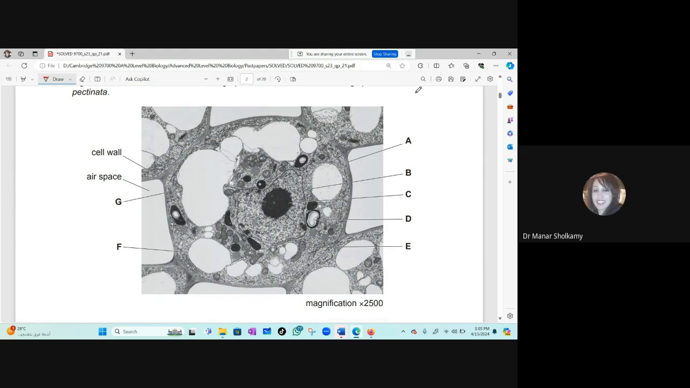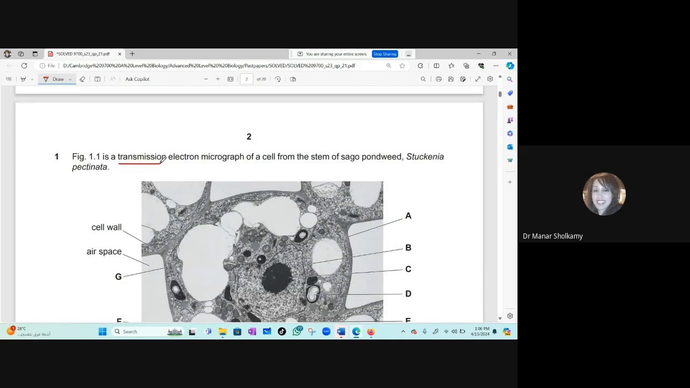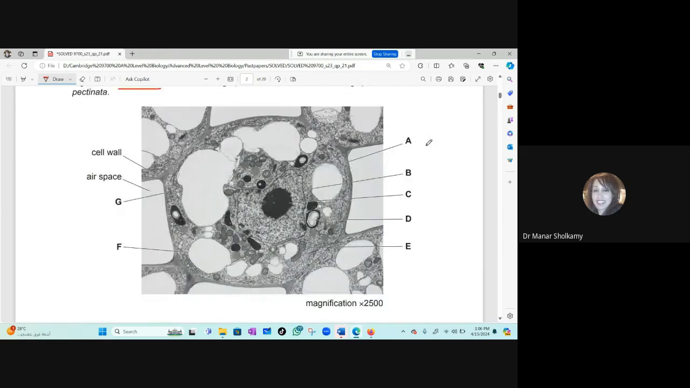Airspace. Yes. My dear, air spaces are between the cells. You do not see between the cells. You are looking inside one cell. This is a transmission electron micrograph. So you are looking inside the cell. You're not looking between the cells. Air spaces are between the cells. I'm looking inside the cell. I can see the whole cell with all the structures inside it.